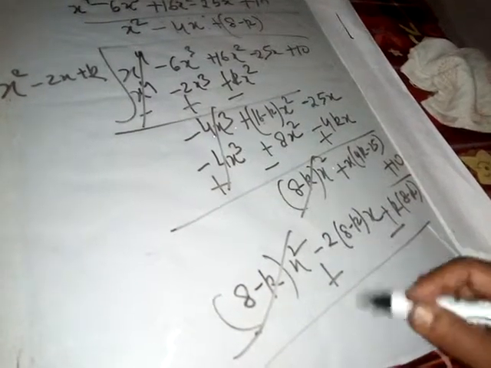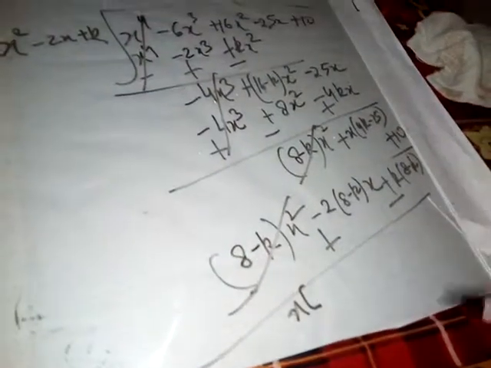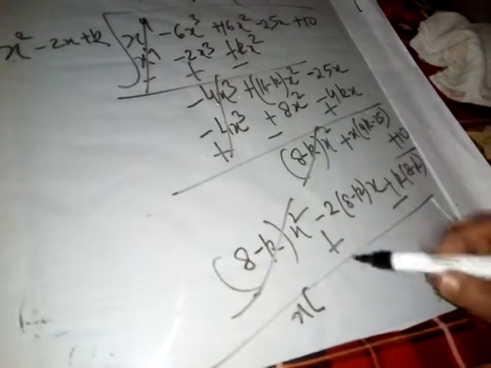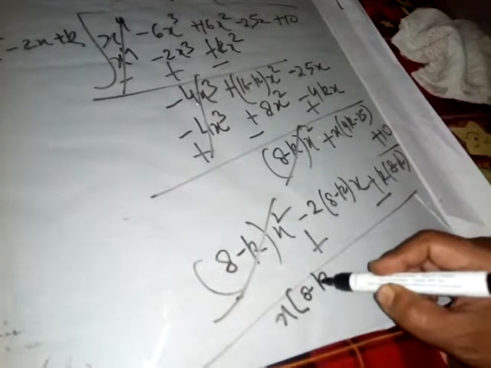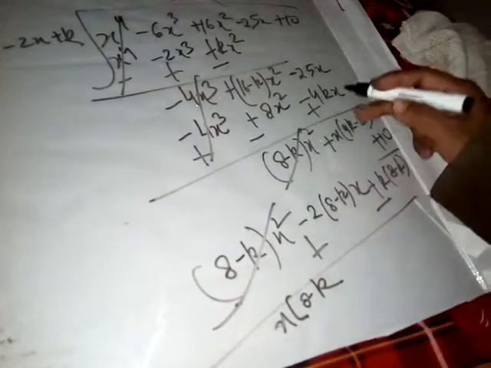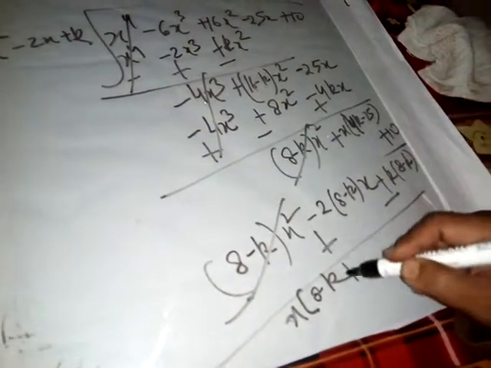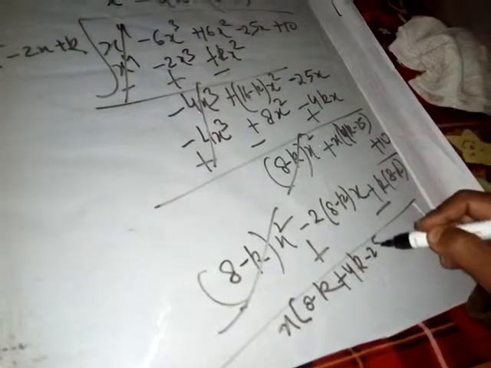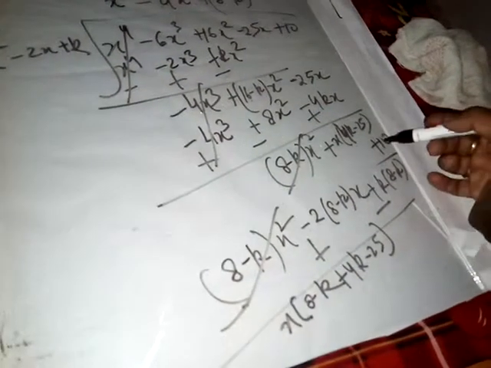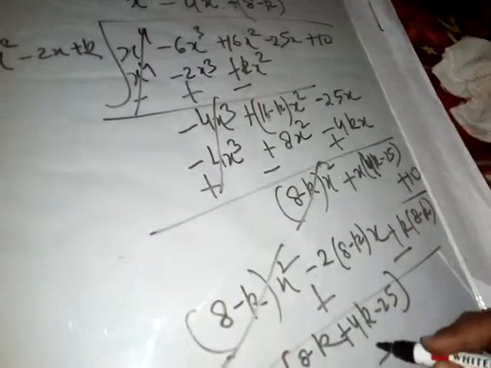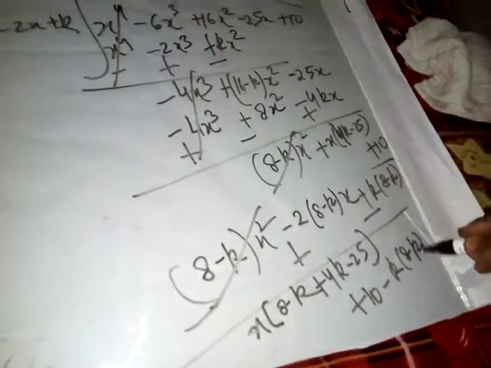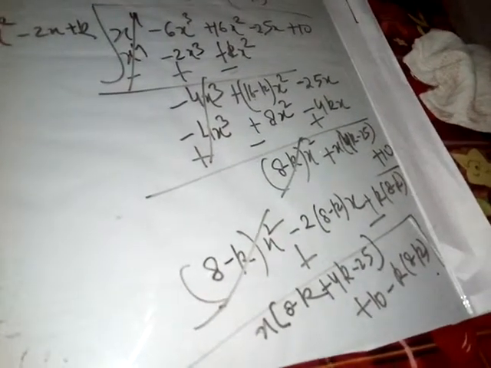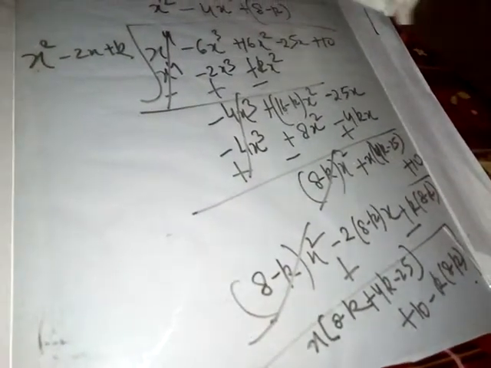You are left with, let's take x common here, and if you take x common, now note down this very carefully, this has become plus, so I am going to write 8 minus k plus, this is what, 4k minus 25, and what is left is here 10 minus k into 8 minus k. This is the remainder. But if you remember, the question was saying that remainder is x plus a.